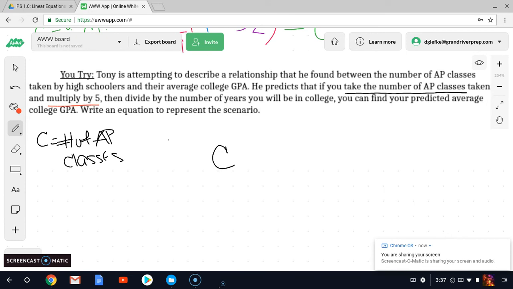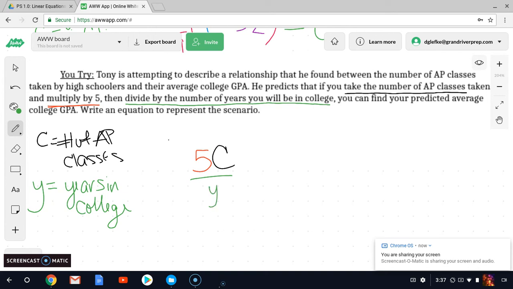Okay, so right here it says multiply by 5. So we're going to write the 5 out in front of that C because we like to put our number in front of our variable. And then it says divide by the number of years you will be in college. So I'm going to use Y for the number of years in college. Okay, so I'm going to do a little fraction bar underneath both of those and put Y down there. It's number of years. And that's going to give us our predicted average college GPA.